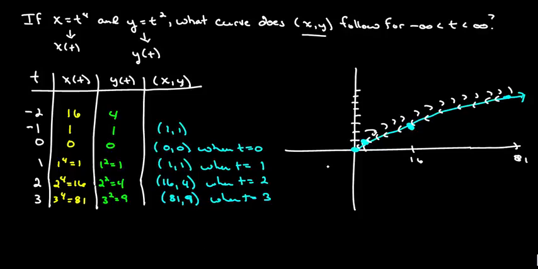And that's how you deal with parametric curves: they have some kind of orientation or some position where you're traveling along the curve or along the line.